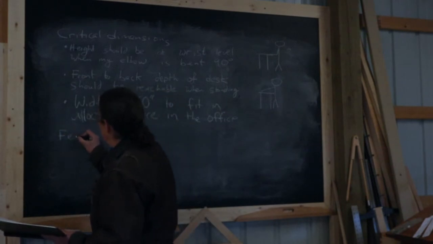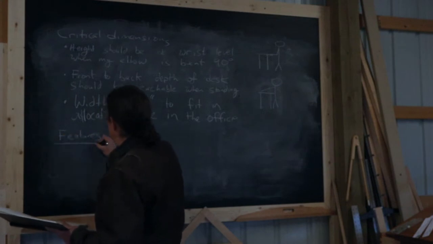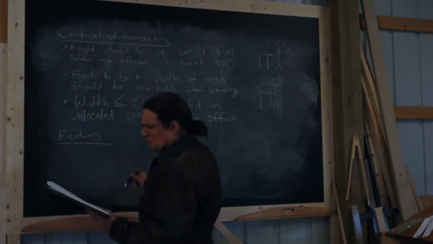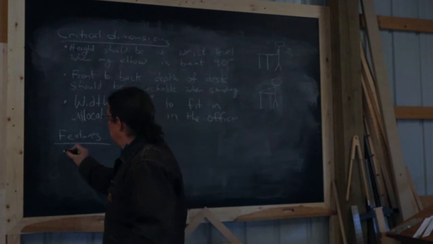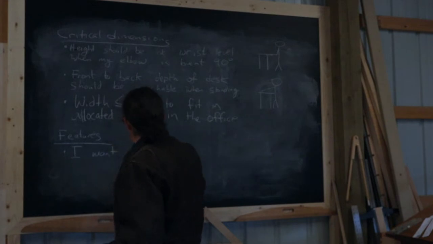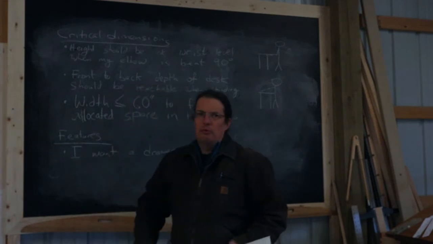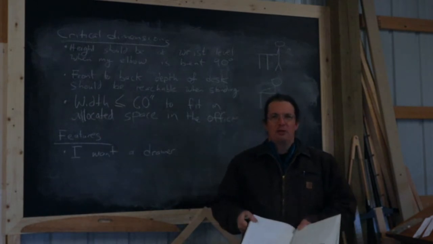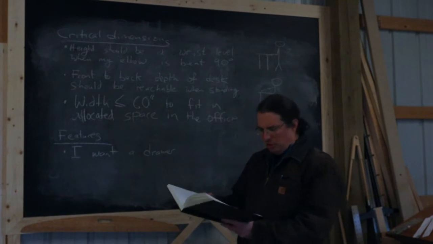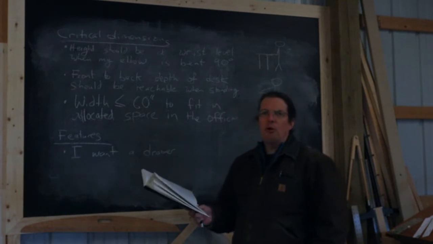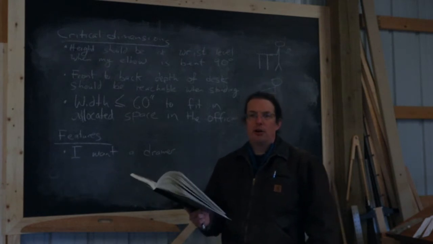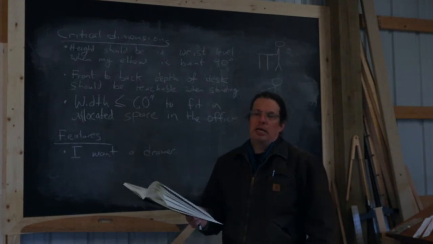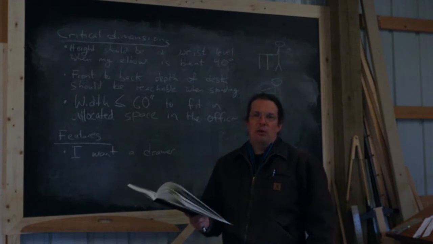Other design criteria. Might be some design features, design elements that this piece of furniture should have. So I want a drawer. I want a single drawer. Right under the desktop for me to store things like pens and pencils and calculators and stuff that I'd work with. But I also want the underside of the desk to be open so that I can store a tall sitting stool underneath of it that I can pull out and sit at and still work at the desk whenever I get tired of standing.